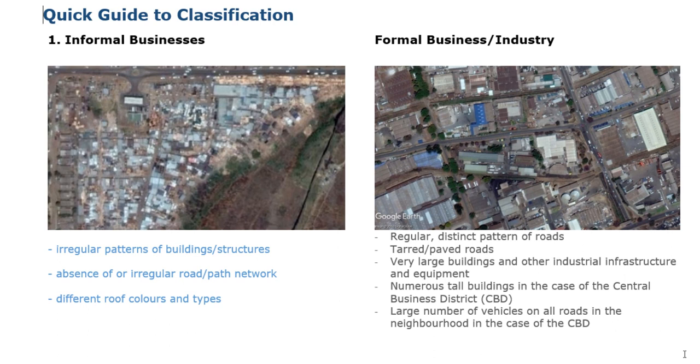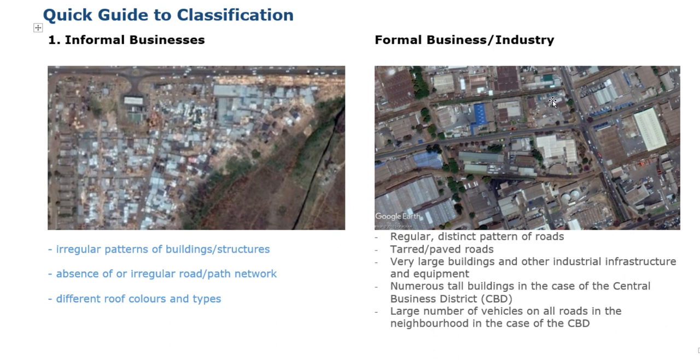Starting with the informal businesses, these areas would largely have an irregular pattern of buildings or structures. The buildings are largely small, temporary, and do not take any particular form or shape. There could also be an irregular road or path network. You may also find different roof colors and types depending on the particular area in question.